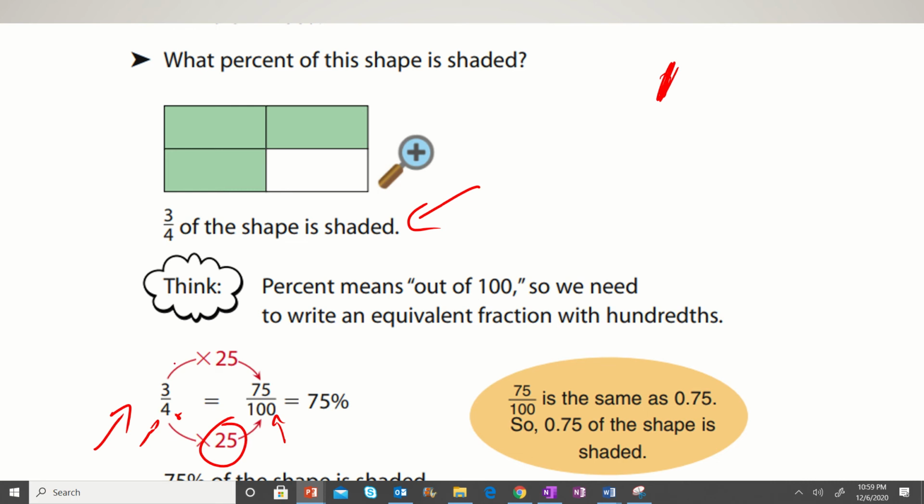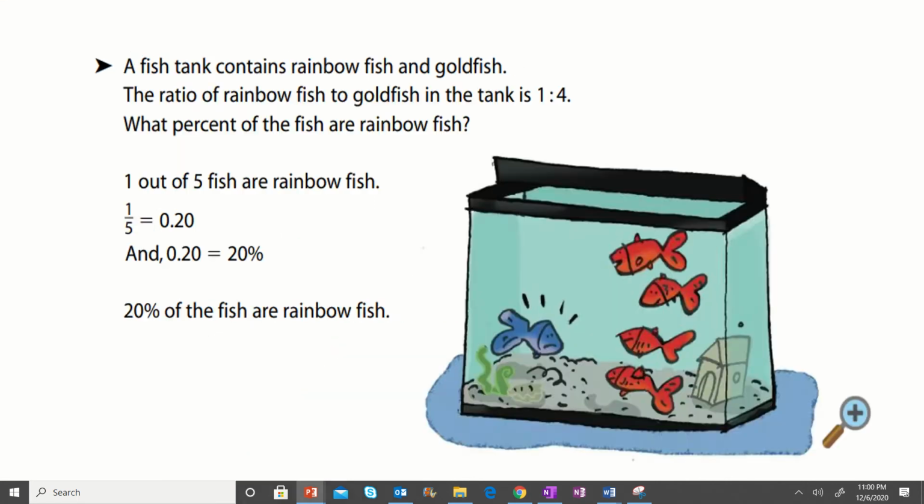Then I have to do the same on the top. So 3 times 25 is going to be 75 over 100. So here, 75% is shaded in.